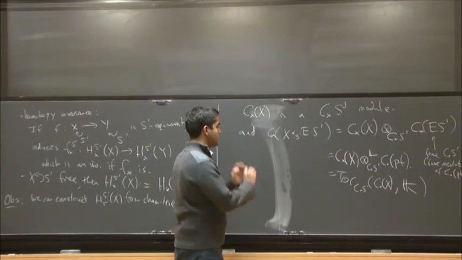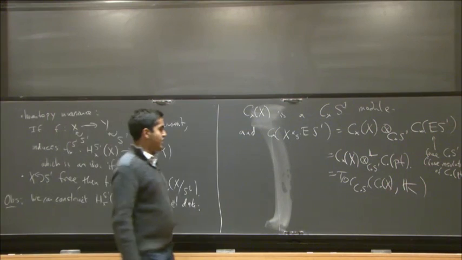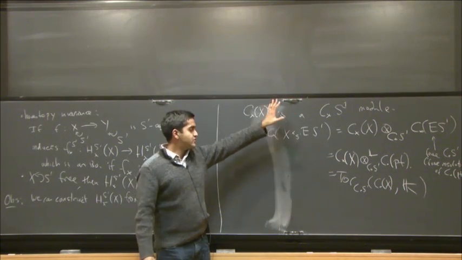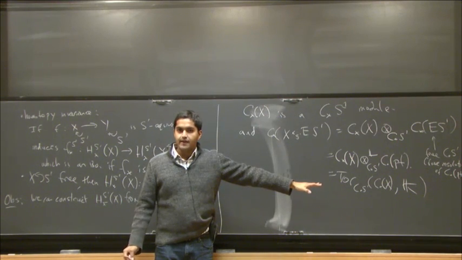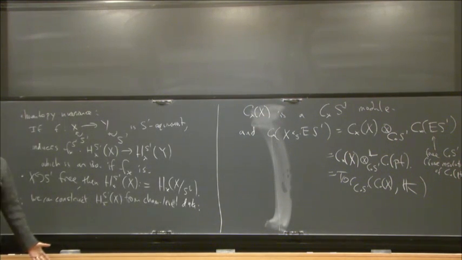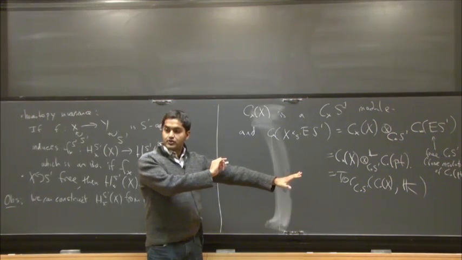Okay, so I started with a space with S1 action, but from that I can extract a module over chains on S1, and that's enough to recover equivariant homology. Okay. And why do we need this? Well, we're going to study contexts where there aren't geometric S1 actions, and so sometimes we'll want to construct equivariant homology this way.